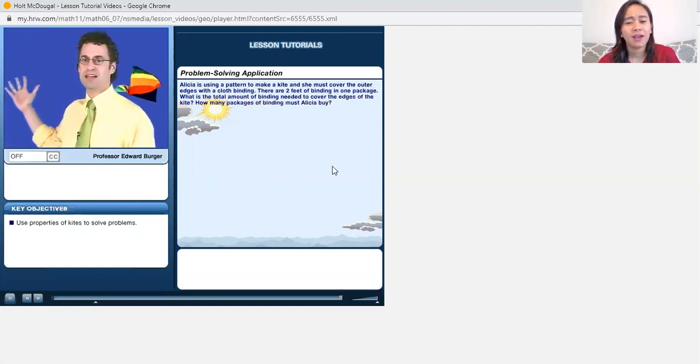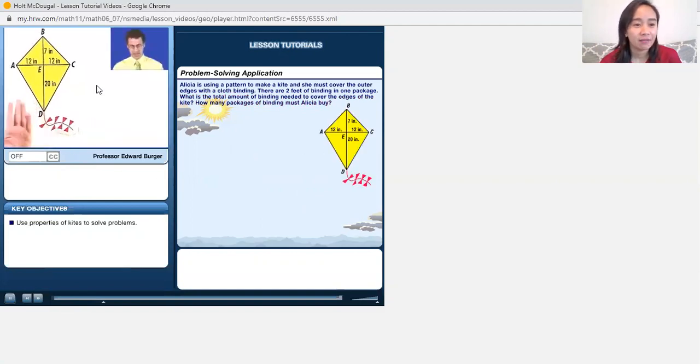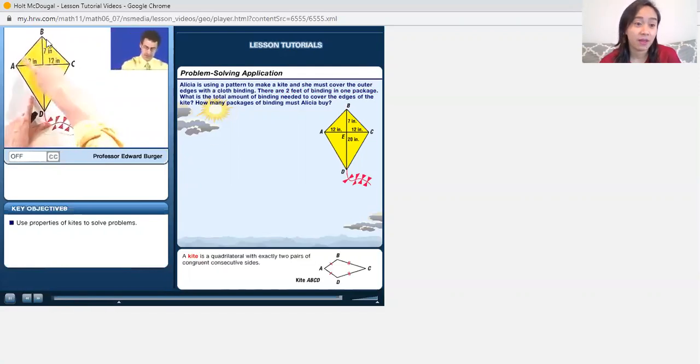So have you tried making a kite? Well, I haven't, but I've watched my brothers make a kite before. And for example, we have this kite. So this is a quadrilateral which has 2 adjacent sides that are congruent, or they have the same length. So that side and this side have the same length. That side and that side have the same length. So the top and the bottom pairs.